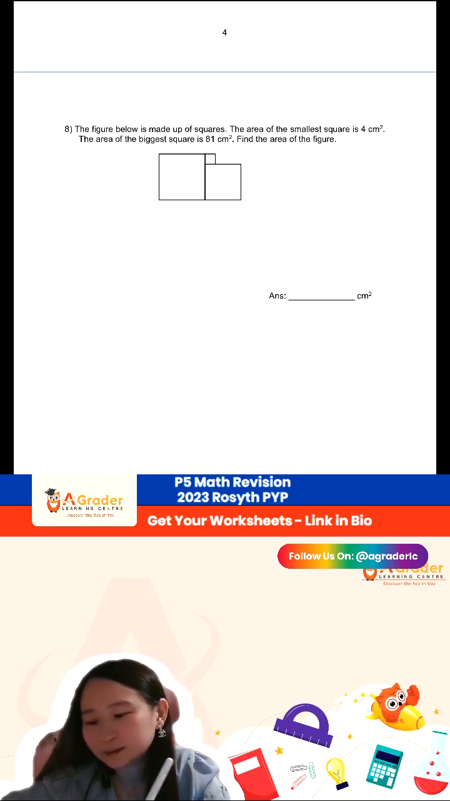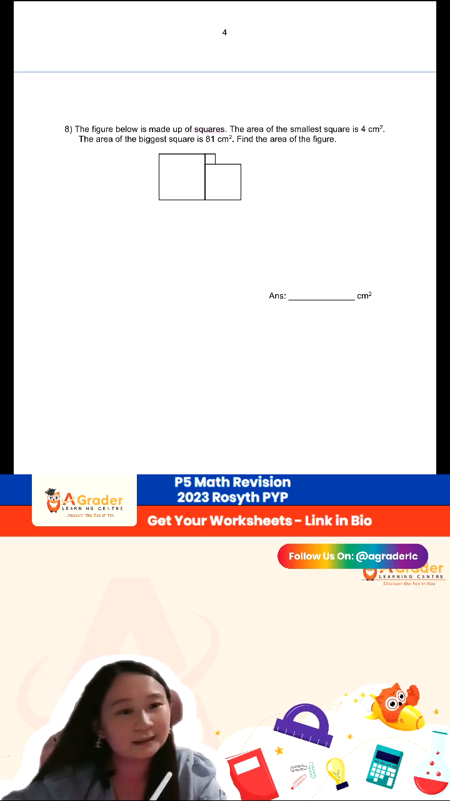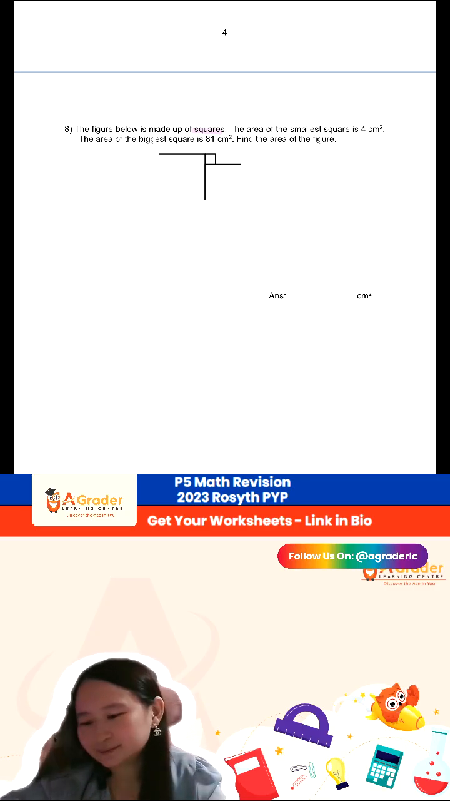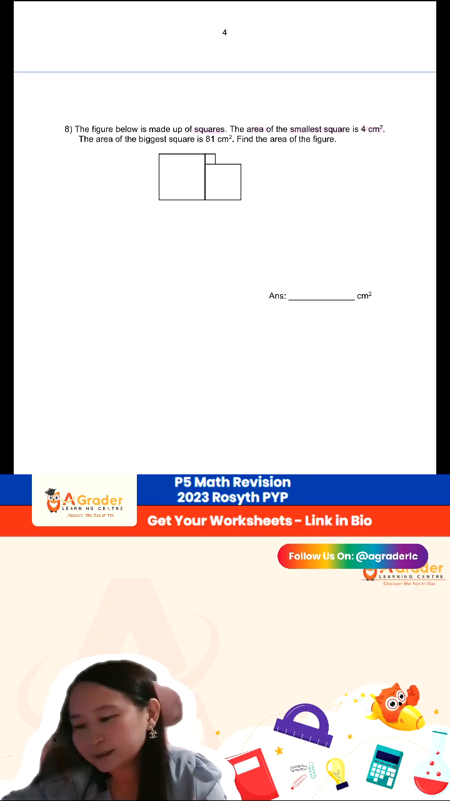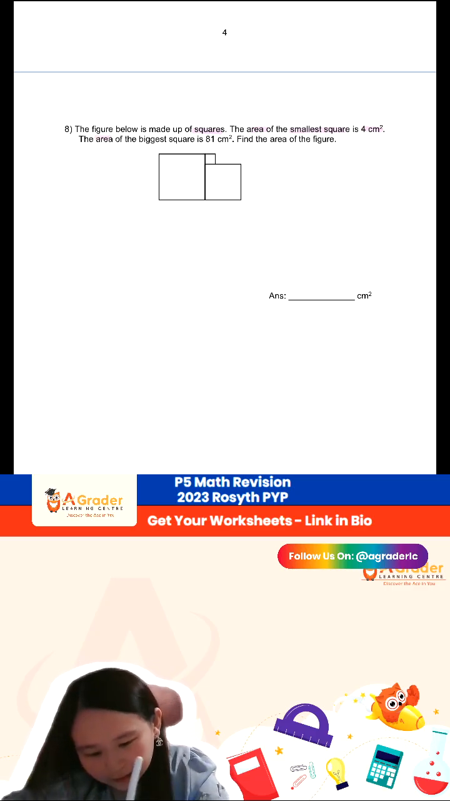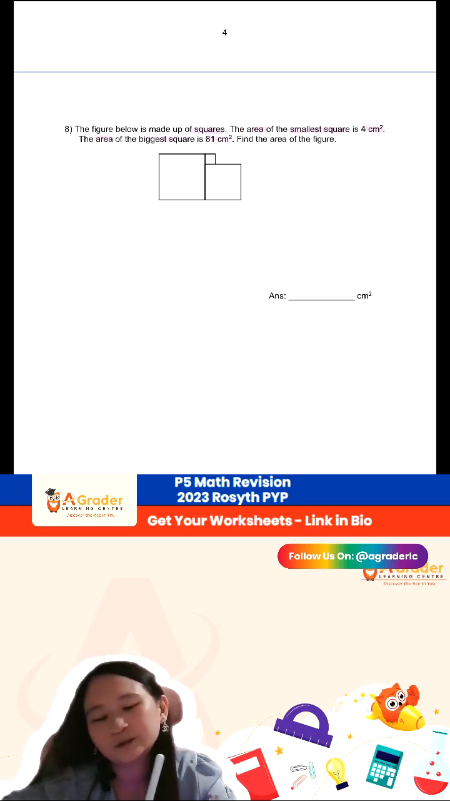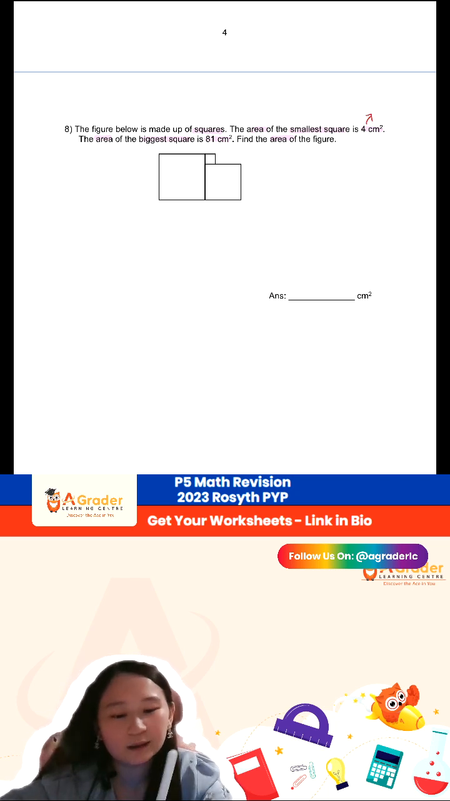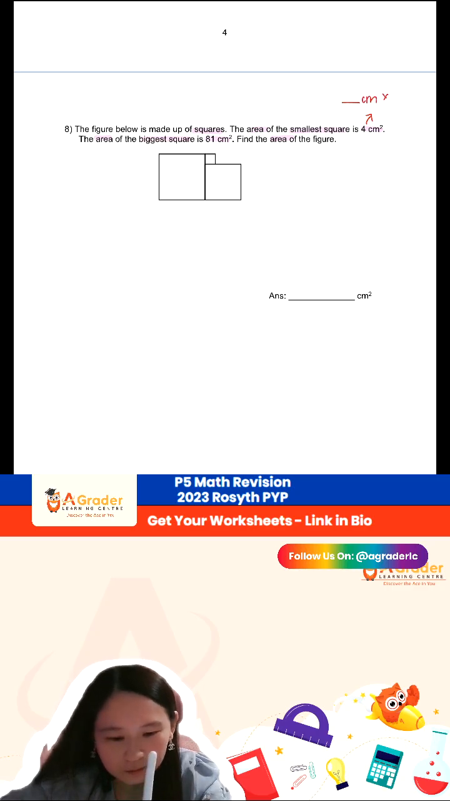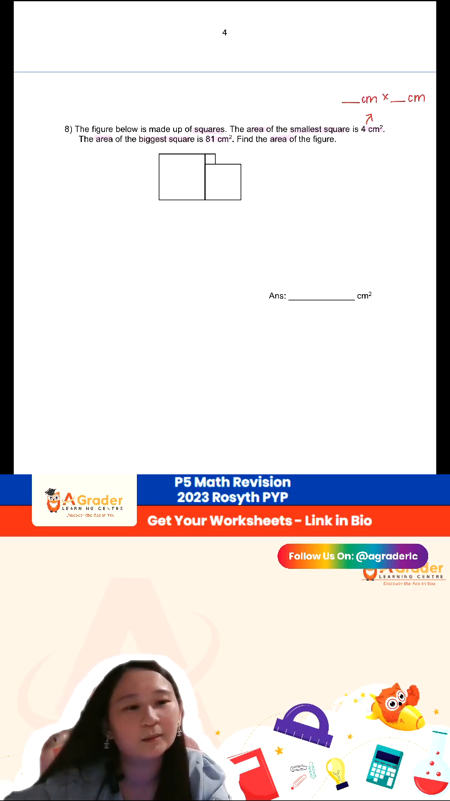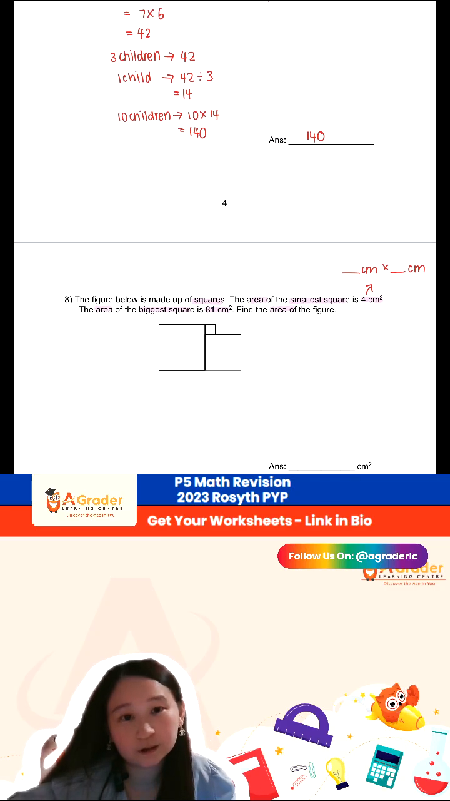The figure below is made up of squares. The area of the smaller square is 4 centimeters squared. The area of the bigger square is 81 centimeters squared. Find the area of the figure. Okay, so for 4 centimeters squared, what times what gives you 4? And they must be the same number.